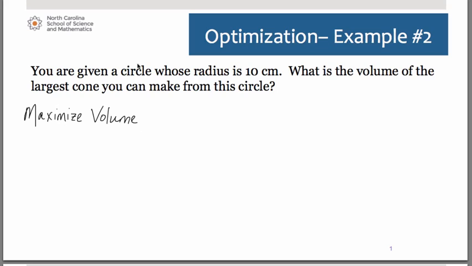Wanting then to maximize the volume of this cone, recall that the formula for volume of a cone is 1/3 pi r squared h. If we consider for ourselves a visual of what this might look like, remember that the radius of the circle from which we're going to create the cone is 10. The point here of the cone, that really was the center of that circle. So the radius is right there.